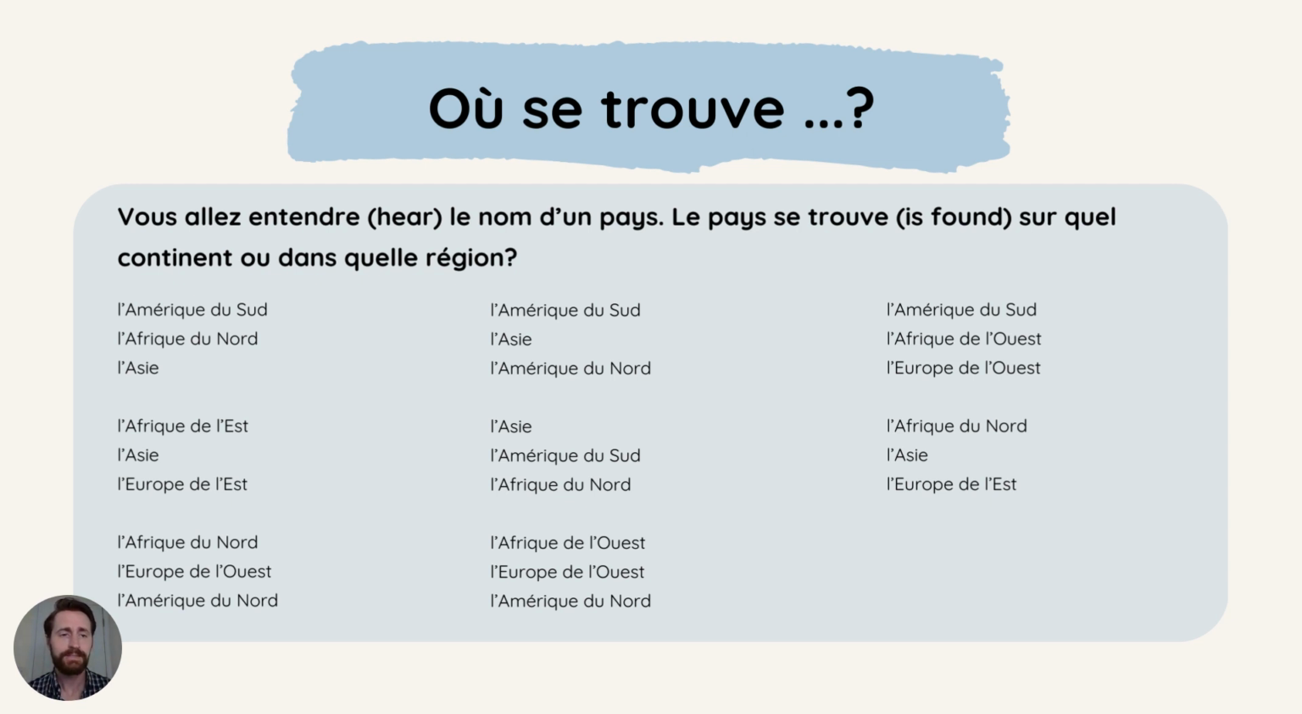Ok, une autre activité. Vous allez entendre le nom d'un pays. Le pays se trouve sur quel continent ou dans quelle région? So here I'm going to read a list of countries, and each one corresponds to a group of 3 regions or continents, and you have to decide in which region or on which continent it is found. Okay, so I'll read them and then we'll go over the answers.